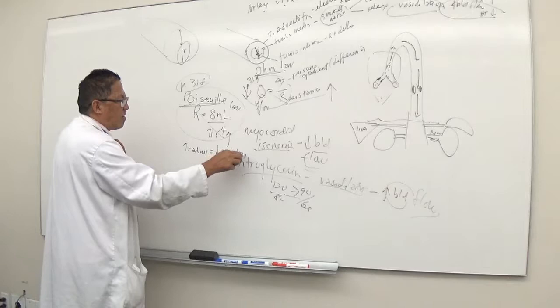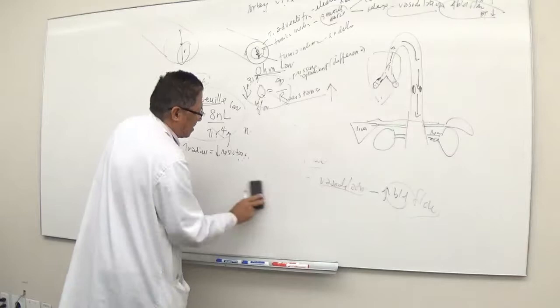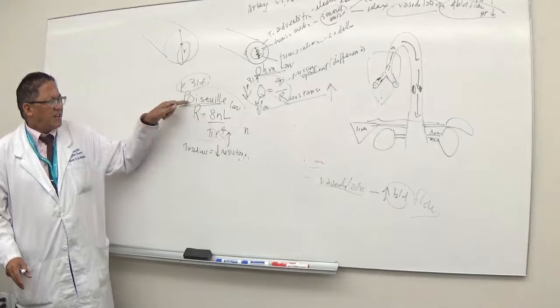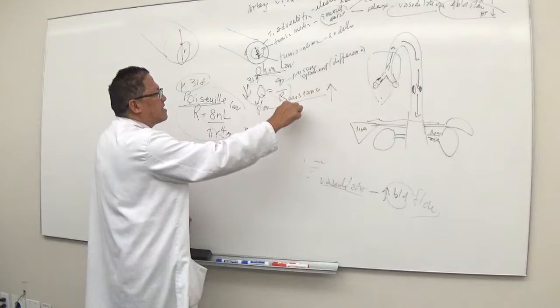And when you decrease the resistance, what happens to the blood flow? Of course. So let's remove this. In other words, when you increase the radius, inverse, there's a decrease in the resistance. Inverse. Opposite. And what would be the effect? If you decrease the resistance, what happens to the blood flow? Increase. Of course, increase what? Blood flow.